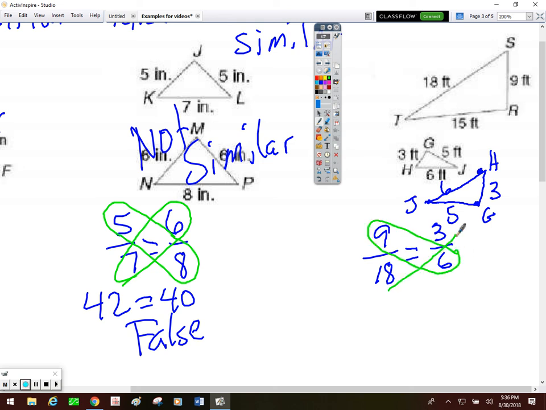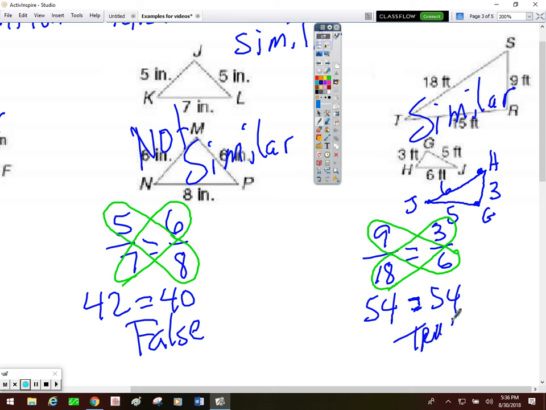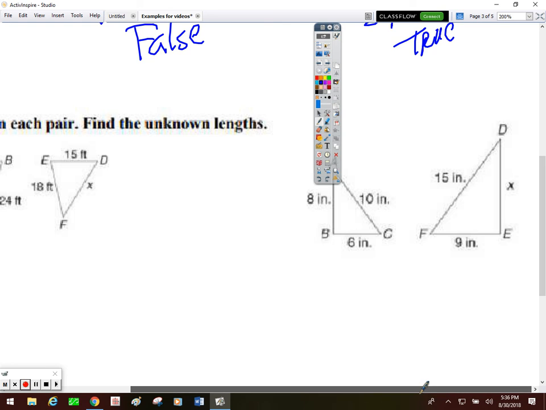So we're going to cross multiply here. If I go back up here, 9 times 6 is 54, and 18 times 3 is 54. So 54 equals 54, and you have similar triangles. That's a true statement, and true statements produce similar triangles. See how it works? Just take your time, set that proportion up, and make sure they are set up so you can see it. If you can't see it, flip it around, whatever you need to do to get it set up. All right, let's go down here now. Let's find the missing side lengths.